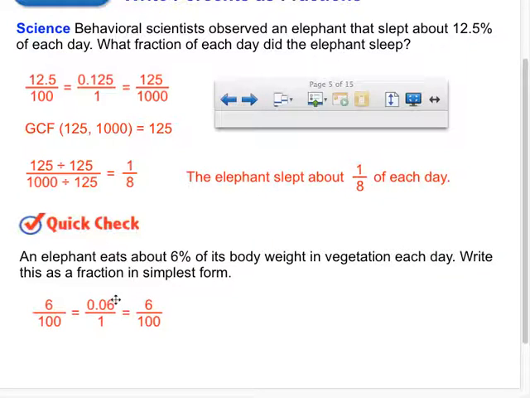What is this number now? Say this number right here in the numerator. 6 hundredths, because 6 is the number to the right of the decimal, and 6 is in what place? The hundredths place. So do you see how I got the fraction 6 over 100?